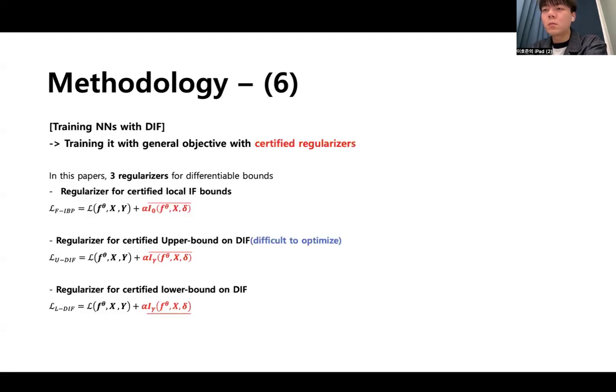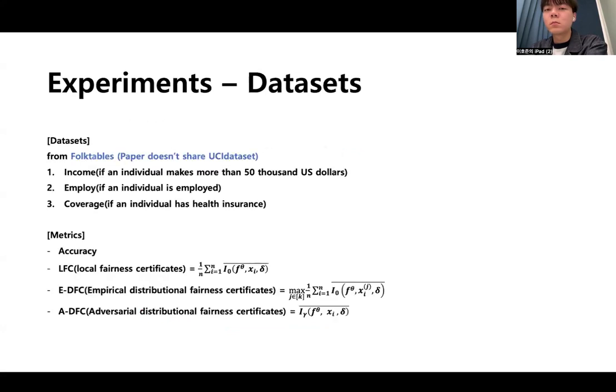The fairness of the model is granted by adding the previously obtained approximations of the certified upper bound of local individual fairness and the upper and lower bounds of certified distribution individual fairness as regularizer terms to the original optimizing objective and then performing optimization together.